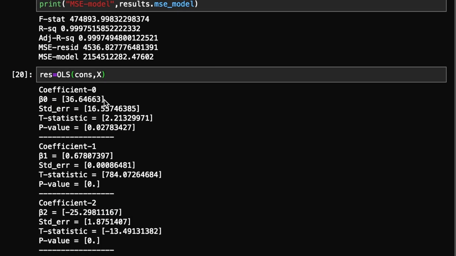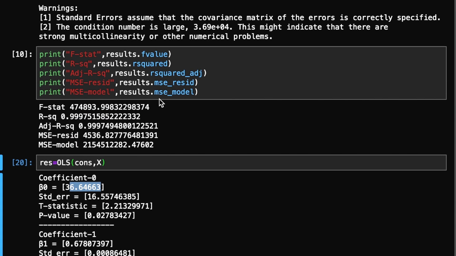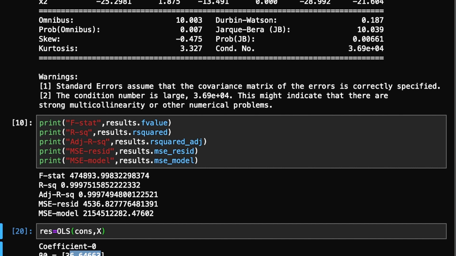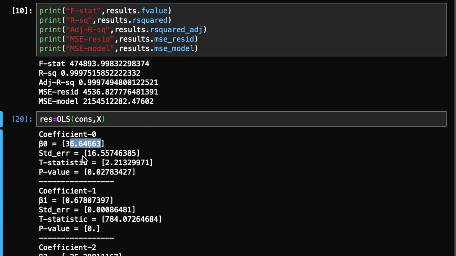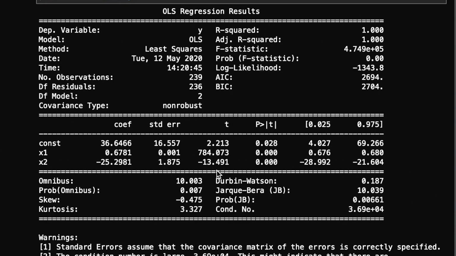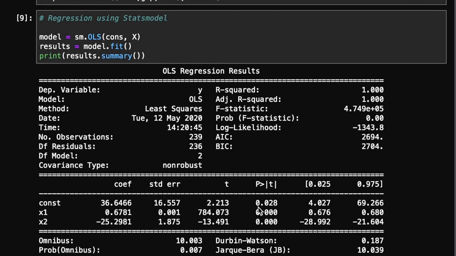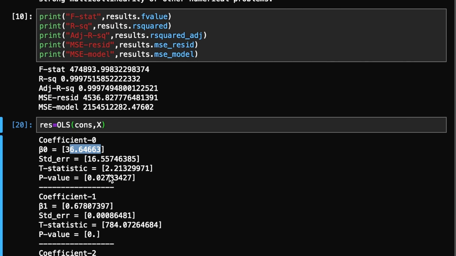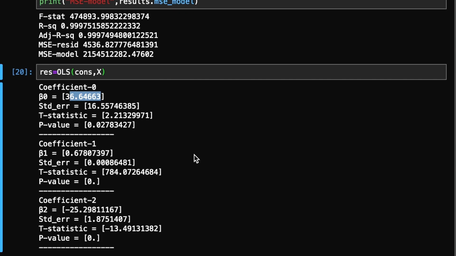Nice. So you can see that we have coefficient 0. This is the first one, 36.64. And yes, it is 36.64. Its standard error is 16 and t-stat is 2.21. Let's see. Yes, standard error is 16 and t-stat is 2.21. And it has a p-value of 0.27, and we have a p-value of 0.28. Yep, this is 0.278. So we can see that our function works pretty well up to the p-value. In the next part, we are going to write the code for the rest of the statistics. Thank you.